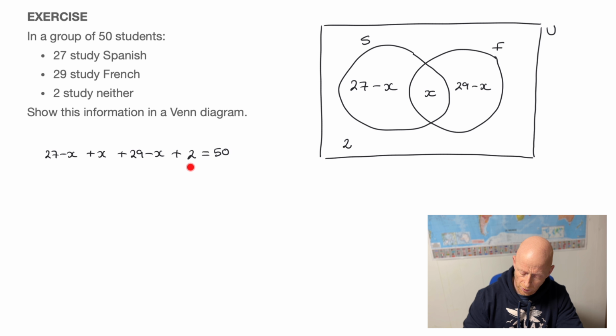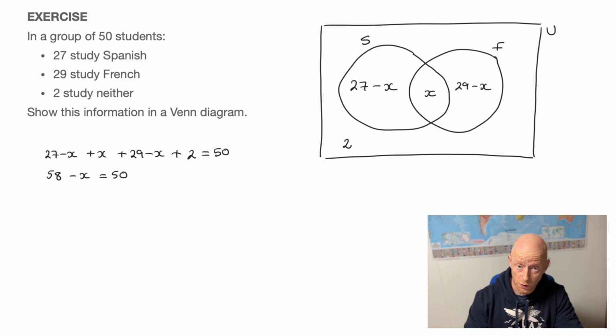Now gathering all of these terms together, we have 27 plus 29, which is 56, plus 2, which gives us 58, and for the x's, we have negative x plus negative x, so that's minus 2x. So we end up with 58 minus 2x on the left-hand side. So that's 58 minus 2x equals 50.